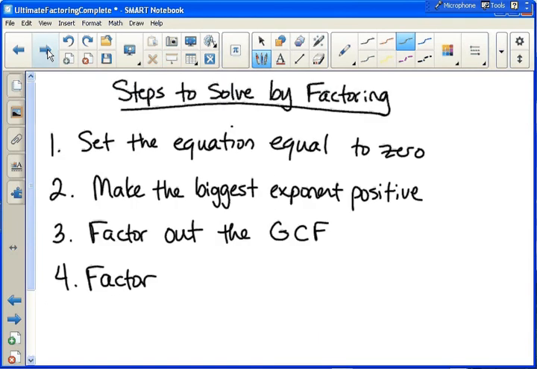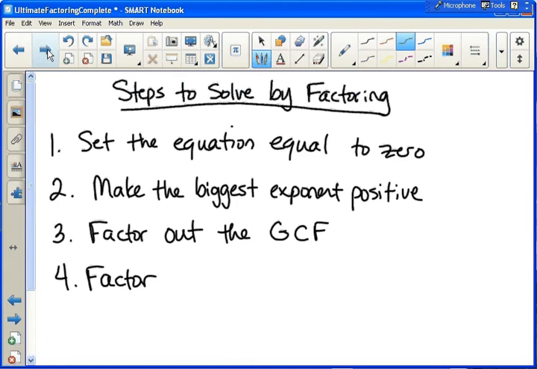So here are the steps to solving by factoring. Now some of these steps may already be done for you, but if you follow these 4 steps, or at least check that these 4 things are done each time, you should be good. So first thing is you need to set the equation equal to 0. The second thing is you need to make the biggest exponent positive. So whatever the biggest exponent is, it might be a squared, it might be a cubed, it might be anything, you need to make sure it's positive.